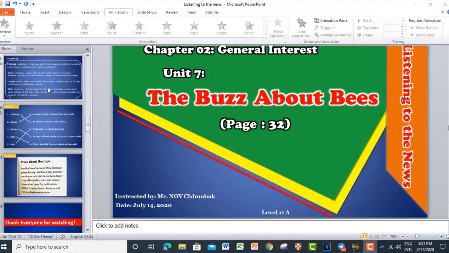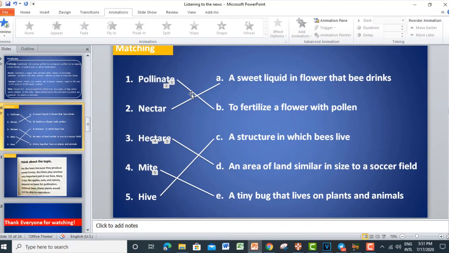Okay, so you can see in this list, you will see the word pollinate, the word nectar, the word hectare, and the word mite and hive, right? And the word pollinate means to fertilize the flowers with pollen, right? Fertilize, like if we say fertilizing, fertilization, and we can translate it in Khmer, okay, like this.